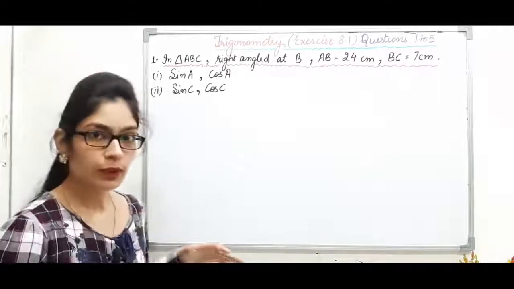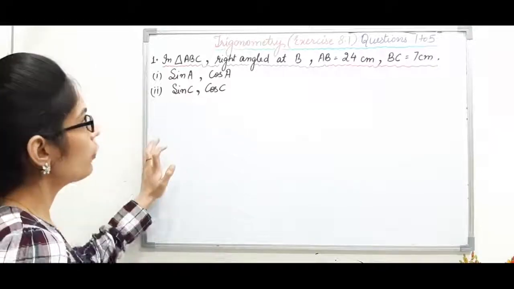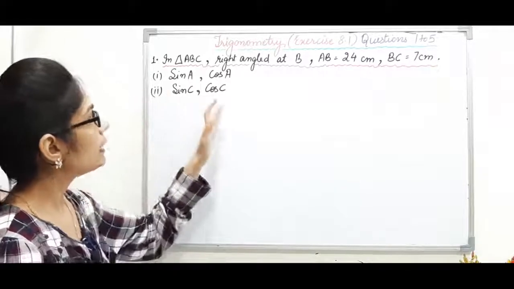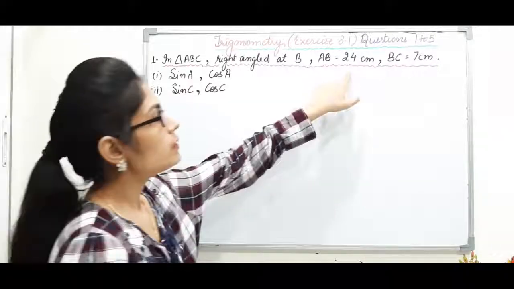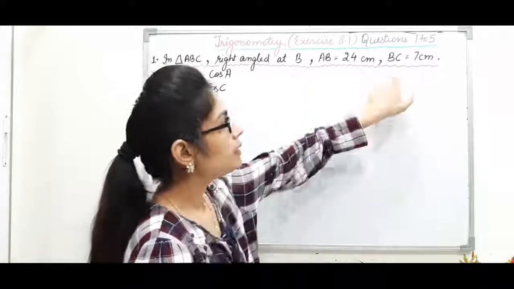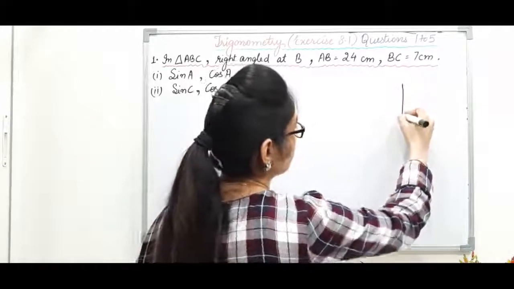So here in this video, we are going to do questions 1 to 5 of this exercise, and the first question is: in triangle ABC, right angled at B, AB is equal to 24 centimeter and BC is equal to 7 centimeter. So we'll draw the triangle first.